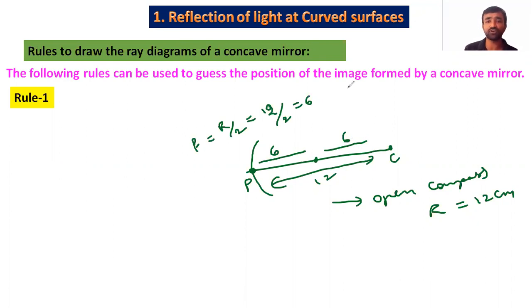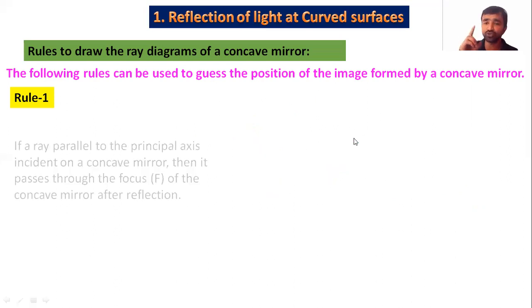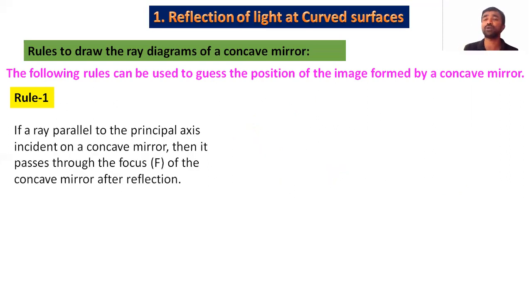So let us go for the first rule. What is that first rule? Here we are going to select a light ray parallel to the principal axis to be incident on the concave mirror. If a ray is parallel to the principal axis and incident on a concave mirror, what happens? The generalization was already given to you. How to follow that? I will show you on the screen, so look at the screen.